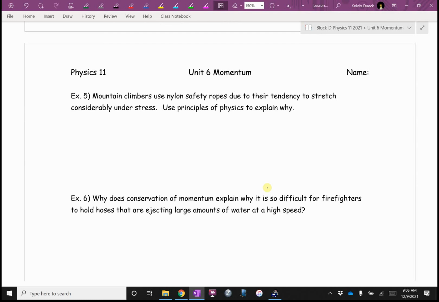Mountain climbers use nylon safety ropes due to their tendency to stretch considerably under stress. Use principles of physics to explain why mountain climbers would want to use stretchy ropes and not ropes that were all rigid.